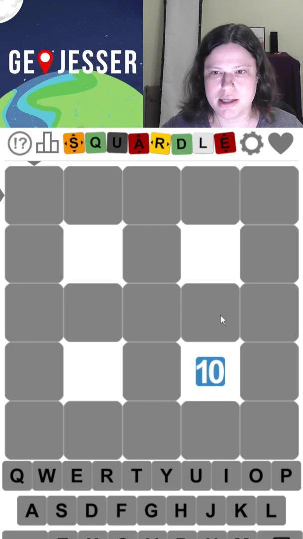So you can't just click anywhere and guess. You have to follow the arrows. And as you fill in letters, it's going to give you several pieces of information, and I will explain them as they pop up.